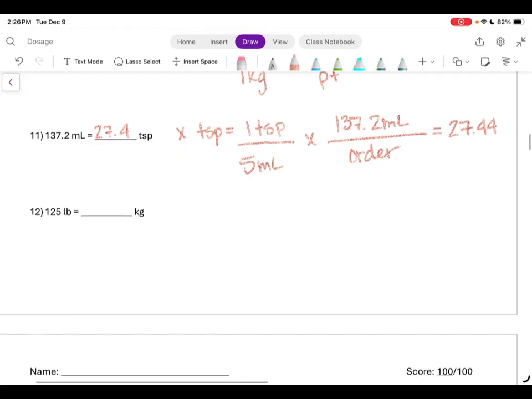And then last one here, so we're looking for kilograms. We know that 1 kilo is 2.2 pounds. We have 125 pounds for our patient. And so let's go ahead and divide.